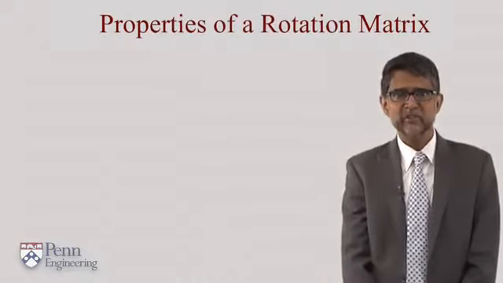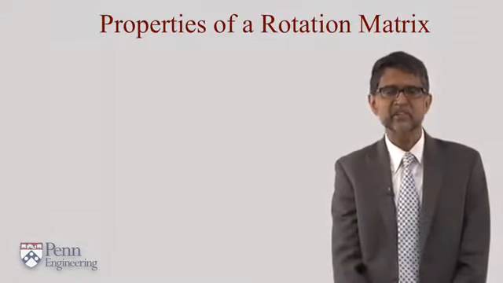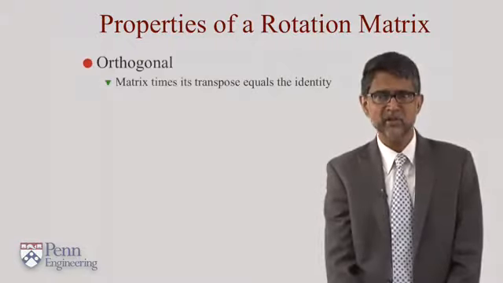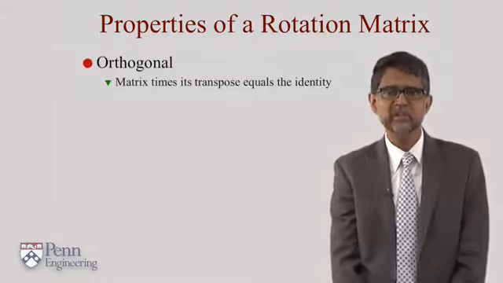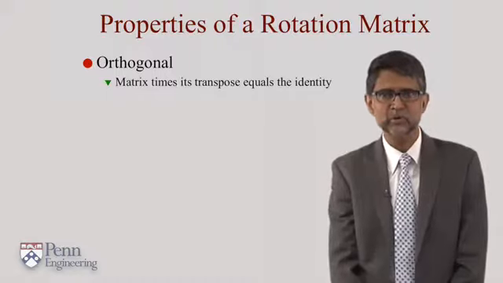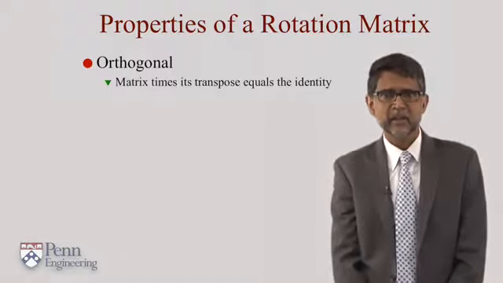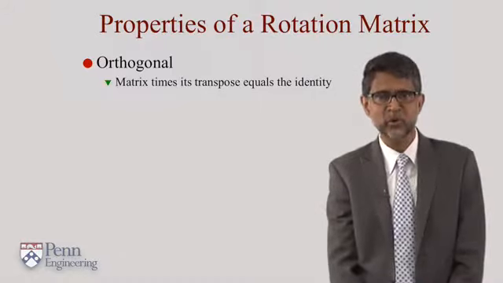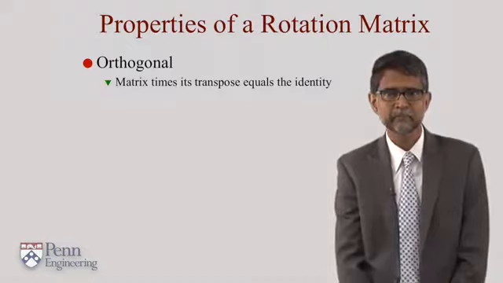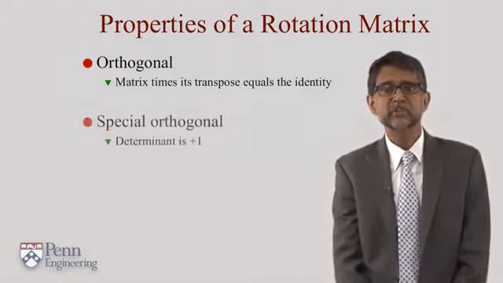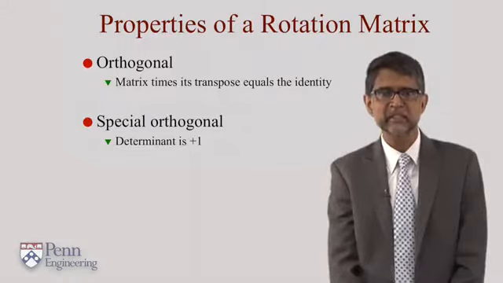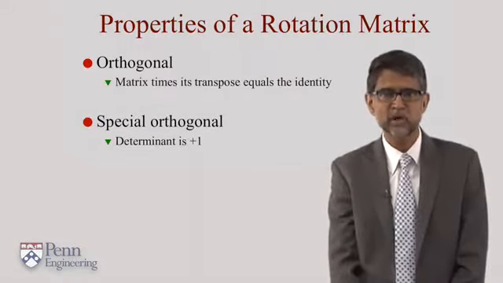This rotation matrix has several interesting properties. It turns out that this matrix is orthogonal, which means if you take this matrix and multiply it by its transpose, you get the identity matrix. If you take the transpose of the matrix and multiply it by the matrix, you also get the identity. The matrix is special orthogonal. In other words, if you compute its determinant, the determinant is +1.